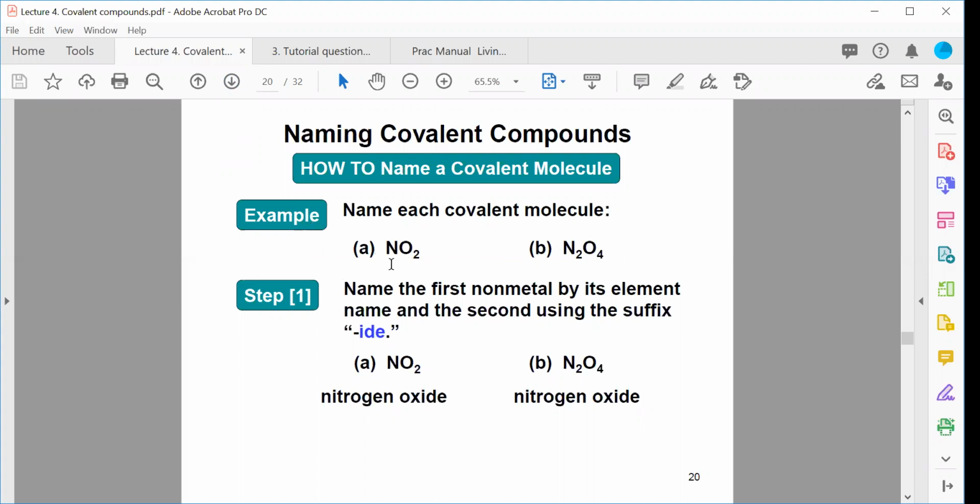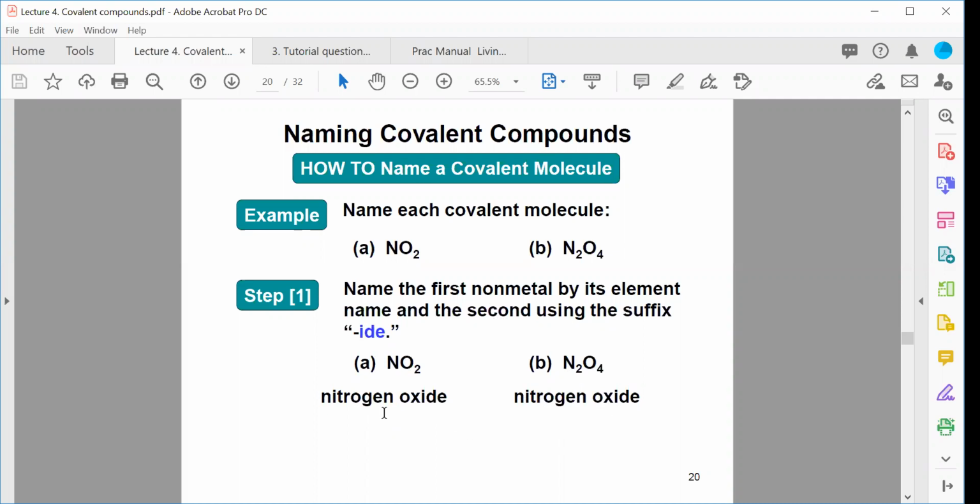We've got NO2 and N2O4. Let's name the first non-metal by its element name. So that's easy. Here's the first one, and we simply call it nitrogen. And then we name the second element using the suffix "ide." So here we have oxygen. So oxygen becomes oxide. Let's look at this example. We've got nitrogen, and the second element is oxide.